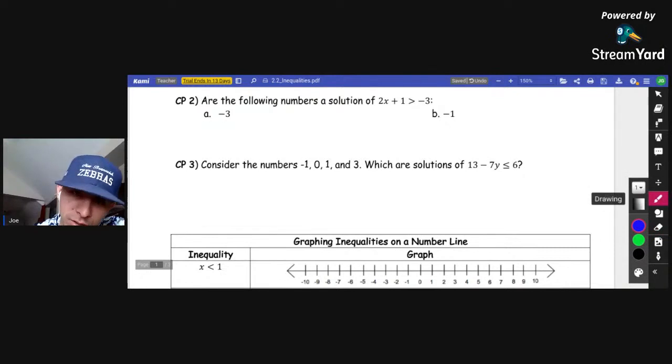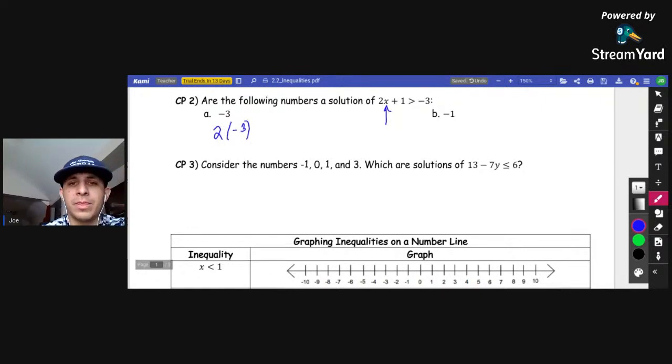In for x, right? So 2x, bad habit. 2 times x, much better habit. So we have 2 times -3 plus 1.